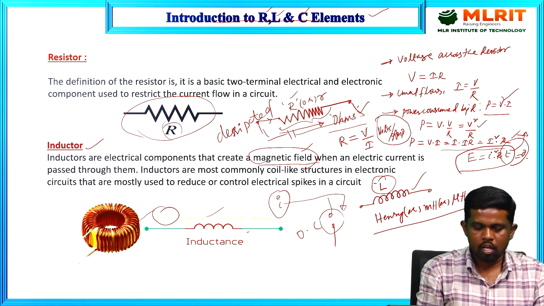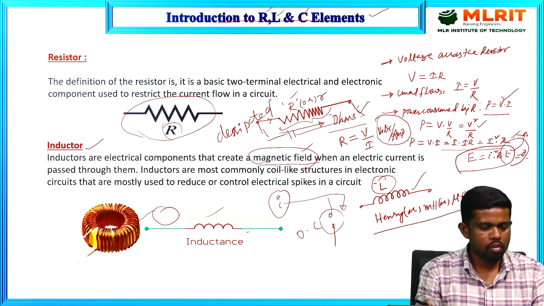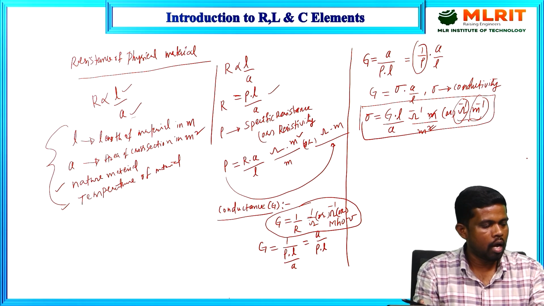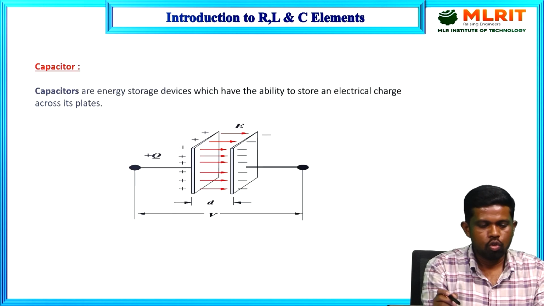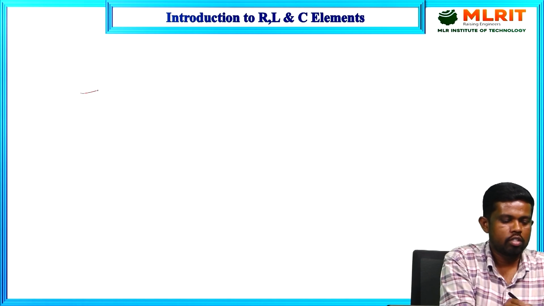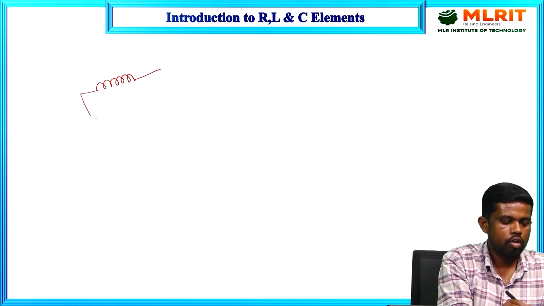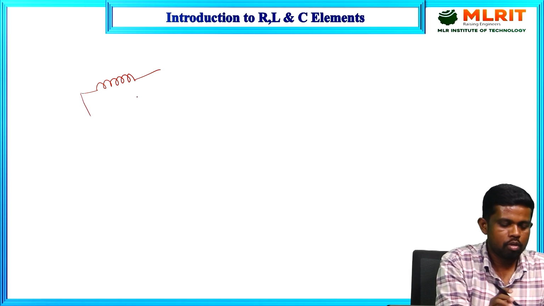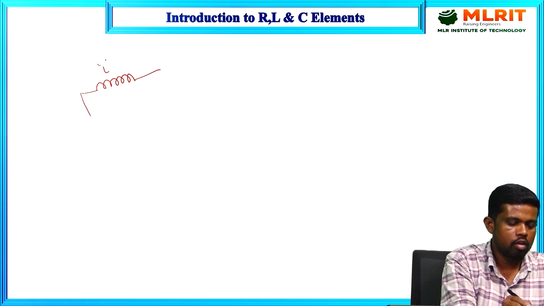Now coming to the inductor, based on the same analogy, we need to do some analysis here. That is, we need to discuss the voltage of the inductor. So let us take an inductor. We have already seen the structure of the inductor is like a coil. After that we need to connect a voltage source to this inductor. Then we need to discuss how much voltage is taken by this inductor.